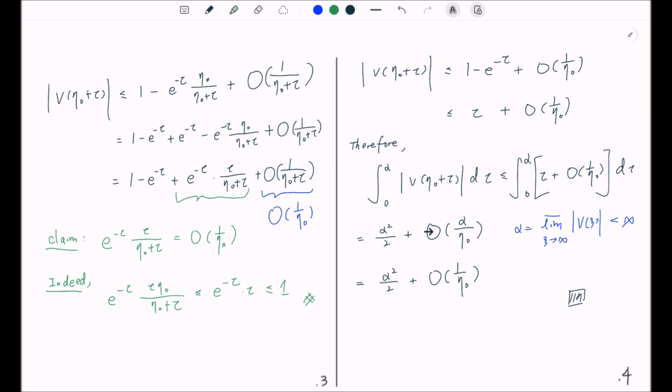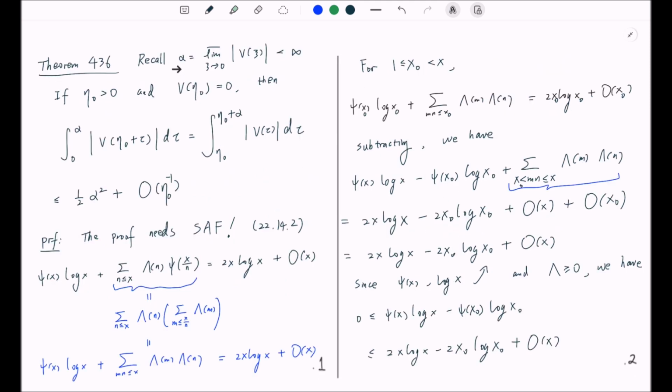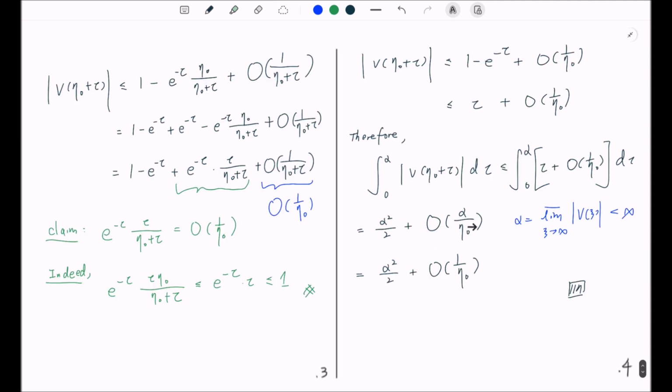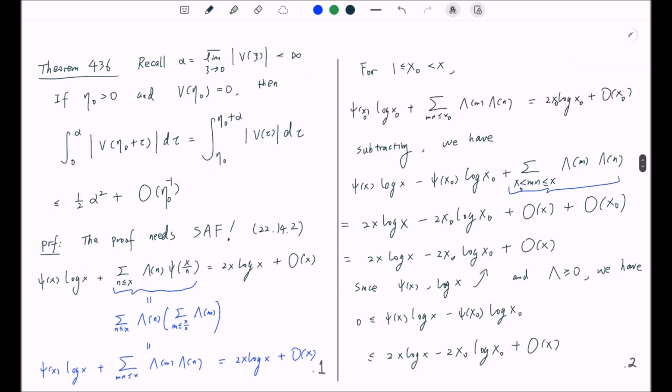And for the proof, you can also see if alpha is not this specific number, then this integral will be alpha squared divided by 2 plus big O of alpha divided by eta naught. But later, we're just going to use this with this particular alpha, as stated in Hardy's book.